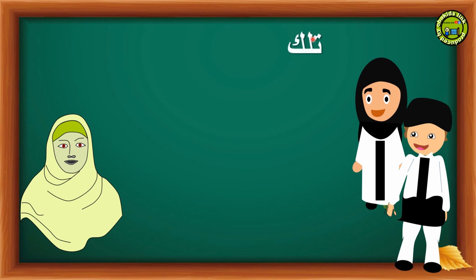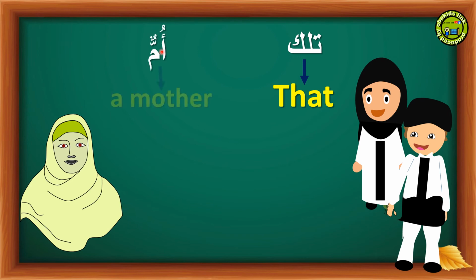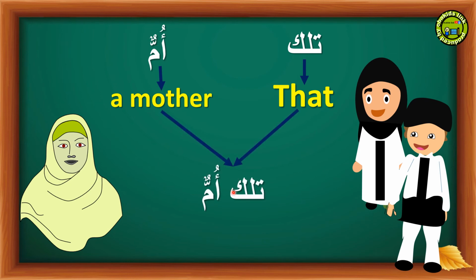This is Tilka. Tilka is a singular feminine demonstrative pronoun, which means that. This is Ummun. Ummun is a singular feminine noun, which means a mother. Now if we join Tilka and Ummun together, it becomes Tilka Ummun. Say after me. Tilka Ummun means that is a mother.